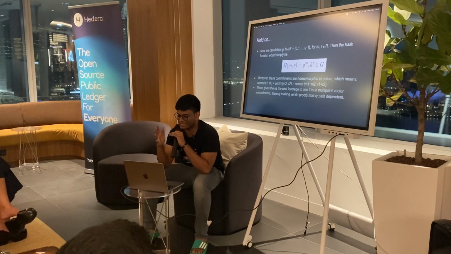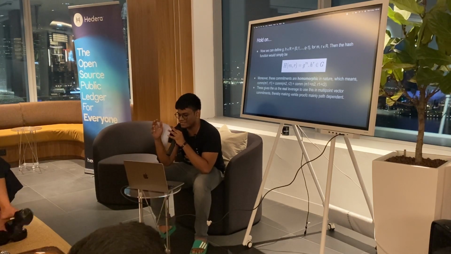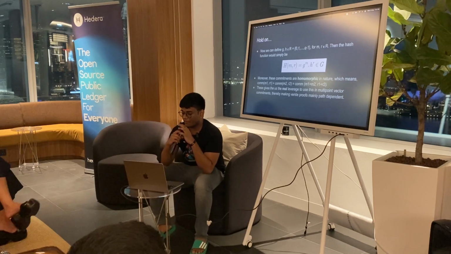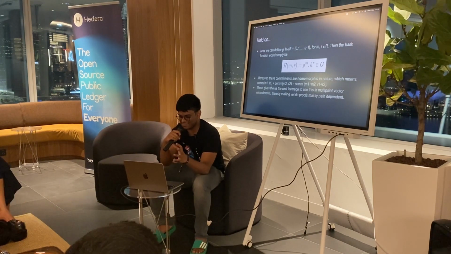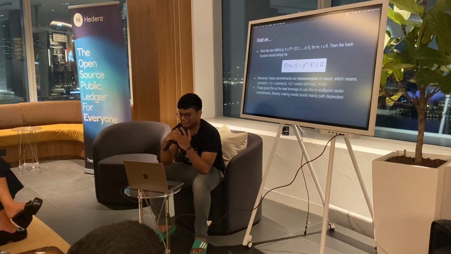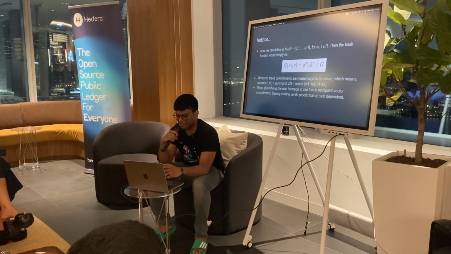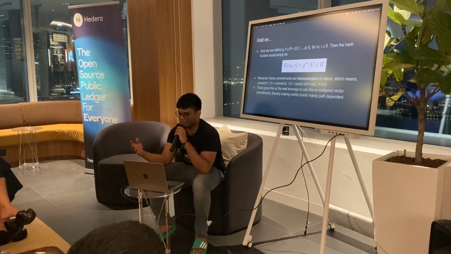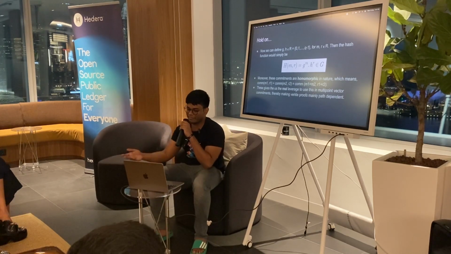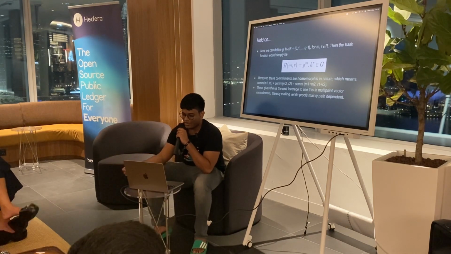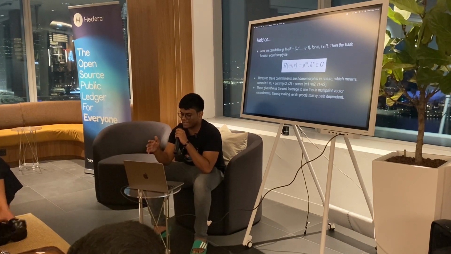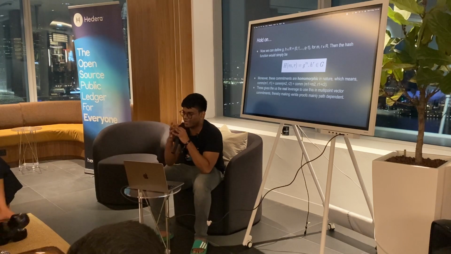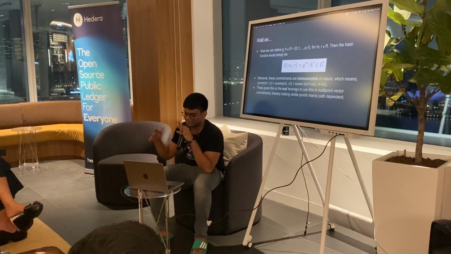Pedersen commitments are homomorphic in nature, which means if we are performing a commitment for M1, R1, which you can think of as a key and value, and again M2, R2, then if you add them up, the final commitment is equal to the commitment of M1 plus M2 and R1 plus R2. This gives us very good leverage to do multi-point vector commitments, thereby making the Verkle proofs mainly path dependent and not dependent upon the sister nodes.